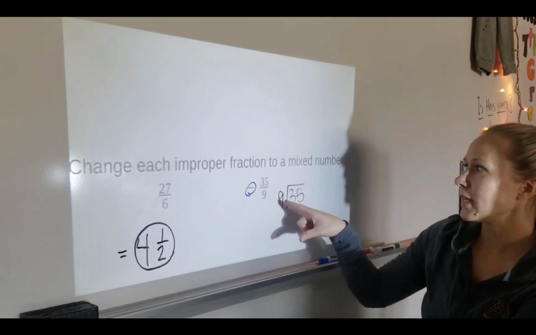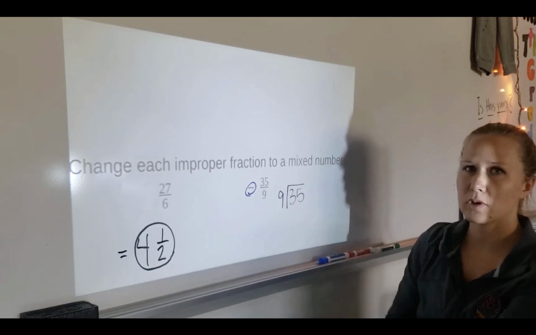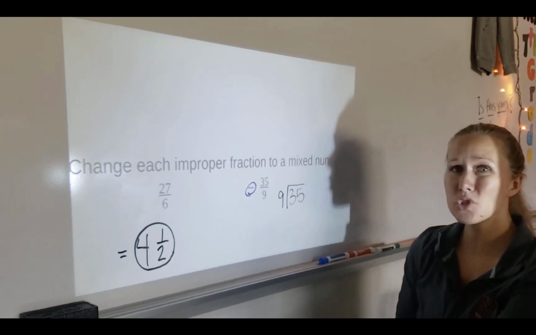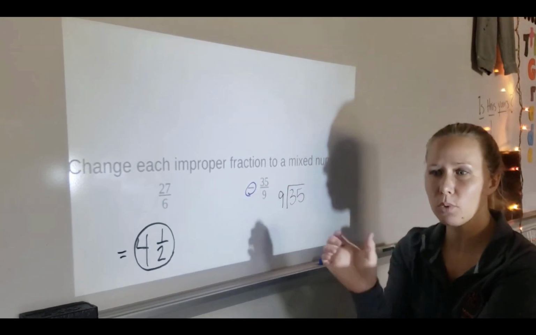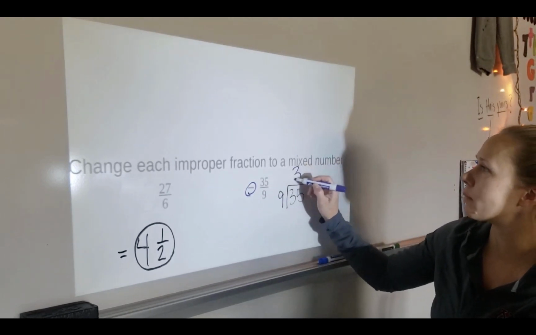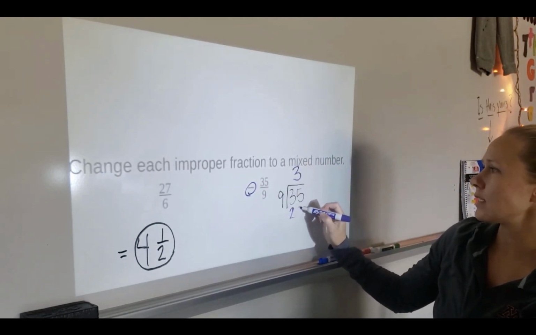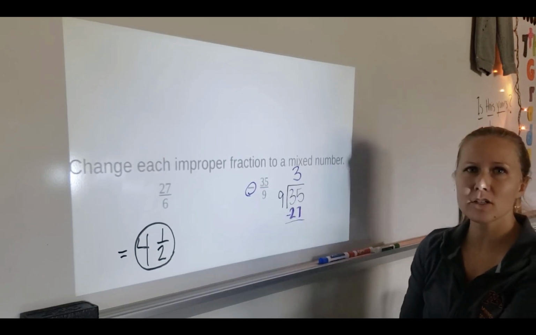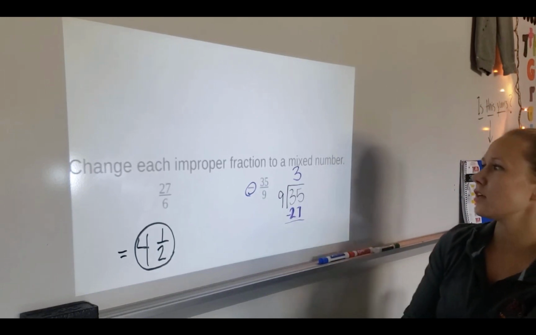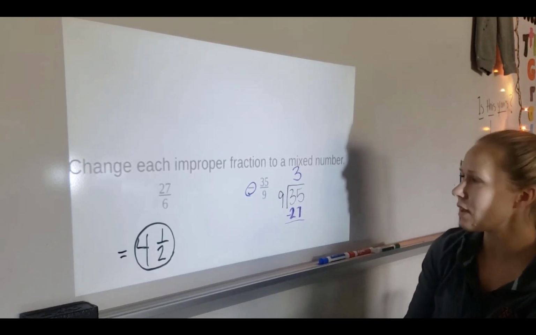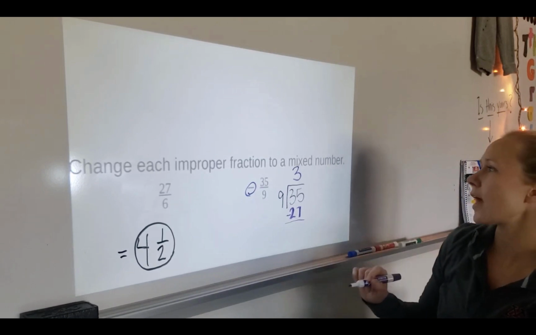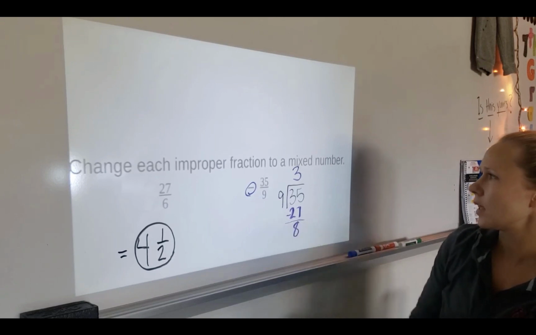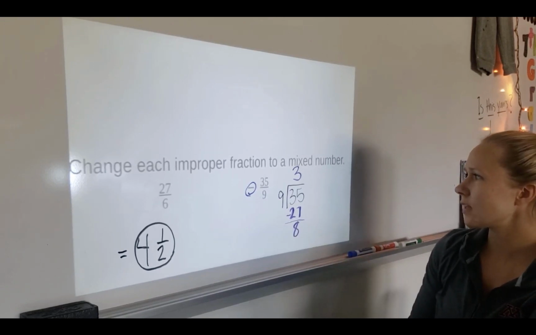Because when I think about how many 9s make up 35, 4 9s is too many. That's 36. So it's going to say 3 point something. We know that 3 then is our whole number. Okay, 3 times 9 is 27. And then we want to subtract. Now again, use your calculator to help you. You can take 35 minus 27. That's perfectly fine. And when you do that, you're going to get 8. So 35 minus 27 is 8.